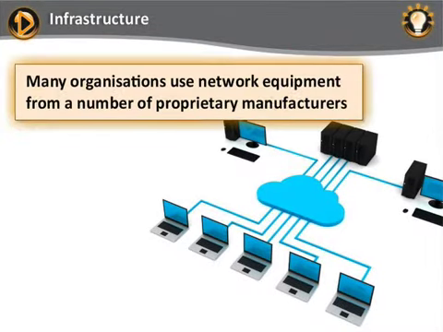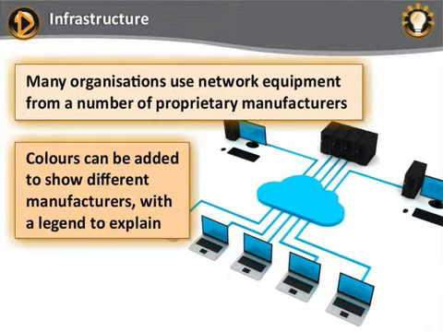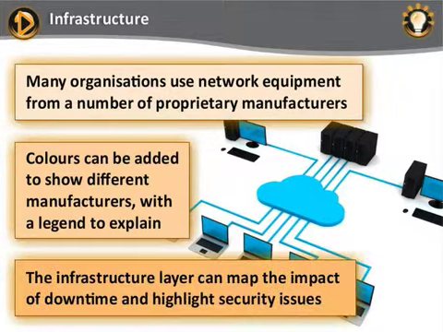Many organizations use network equipment from a number of proprietary manufacturers. Colors can be added to the infrastructure layer to show which manufacturer each element is linked to. But remember, you will need to add a legend as well to explain what the colors mean. The infrastructure layer can be used to map the impact of downtime, and can also highlight potential security issues.